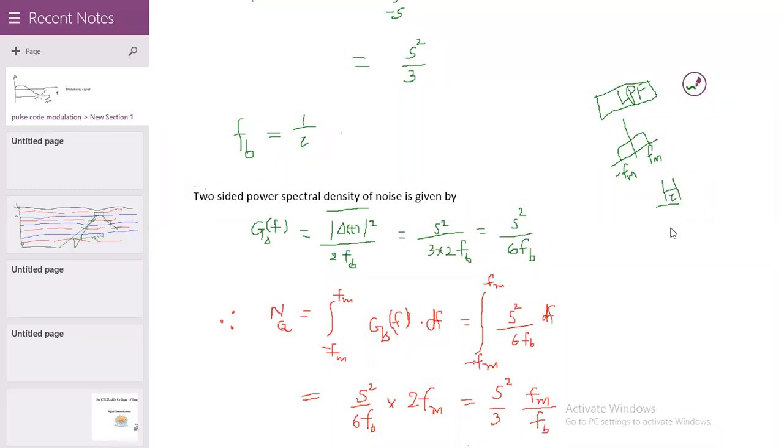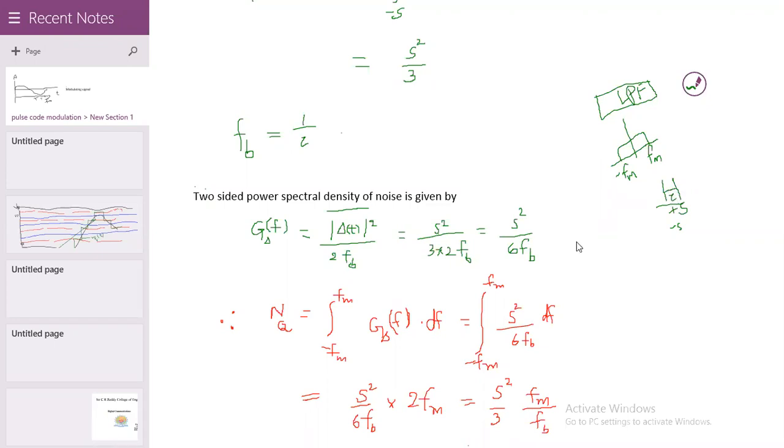That is from minus S/2 to plus S/2. The noise is random within the duration, and differs from another duration. That's why here we can calculate the power spectral density. The formula is the power within the duration divided by 2 into bandwidth. Bandwidth is nothing but the frequency of that bit duration, FB is equal to 1 by tau.